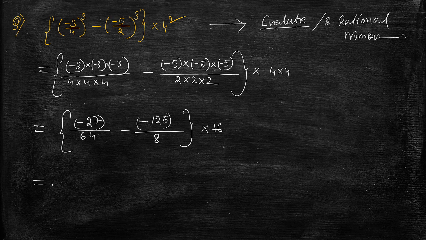Now simply the subtraction of fractions. For that we need to do what? The LCM of the denominators. So the LCM of the denominators will be 64. So this will be minus 27. How? 64 divided by 64, whatever the answer, that is 1, multiplied with the numerator, that is minus 27. Now 64 divided by 8, that is 8. 8 into 125, that is 1000. So minus 1000.